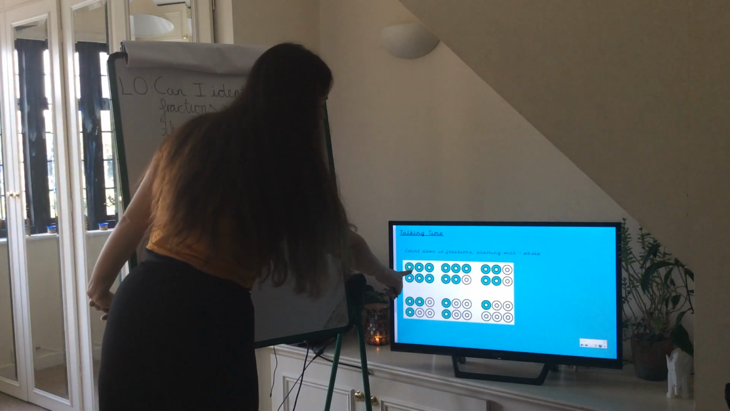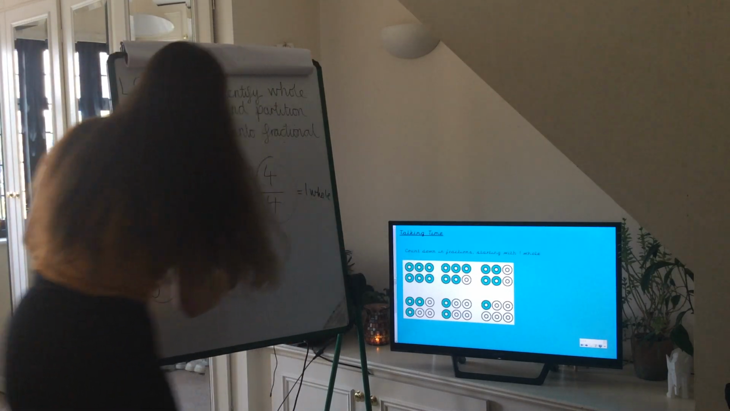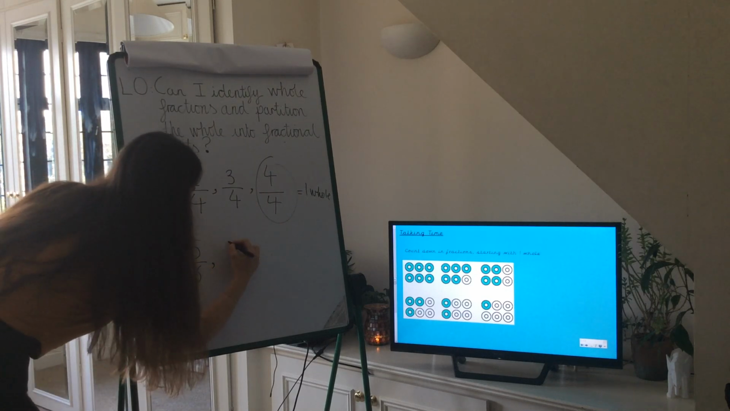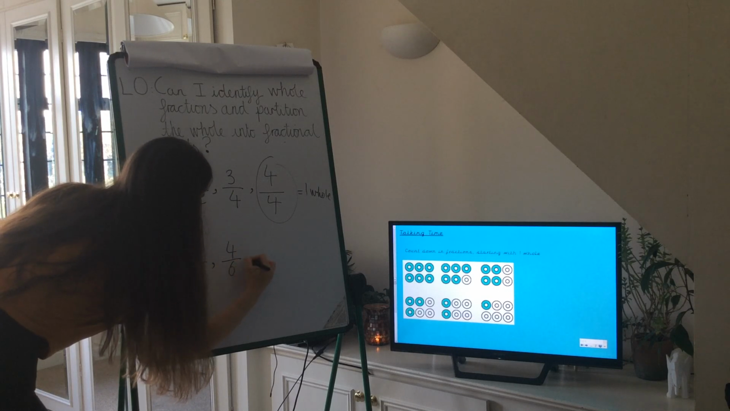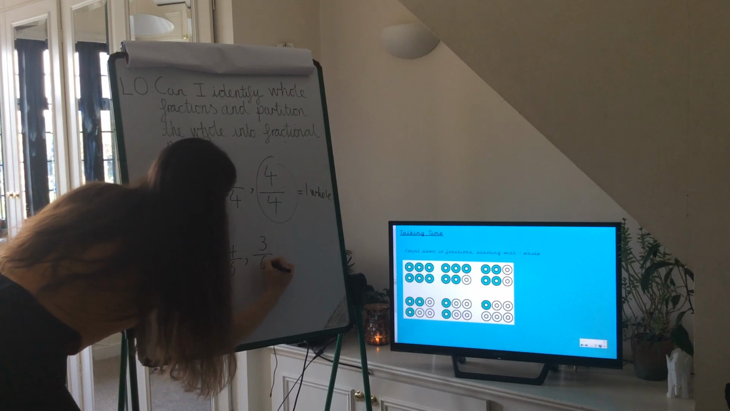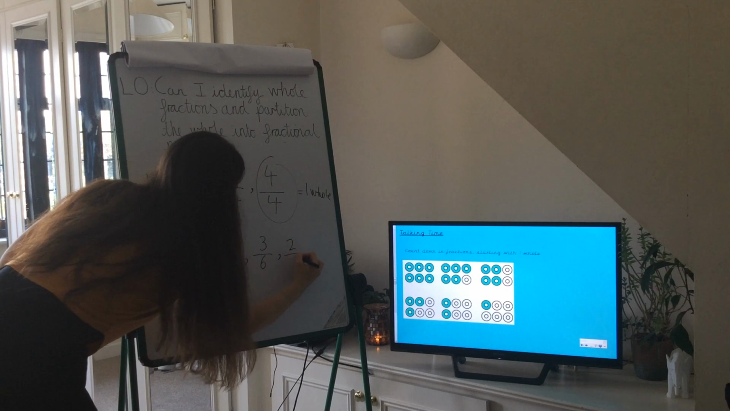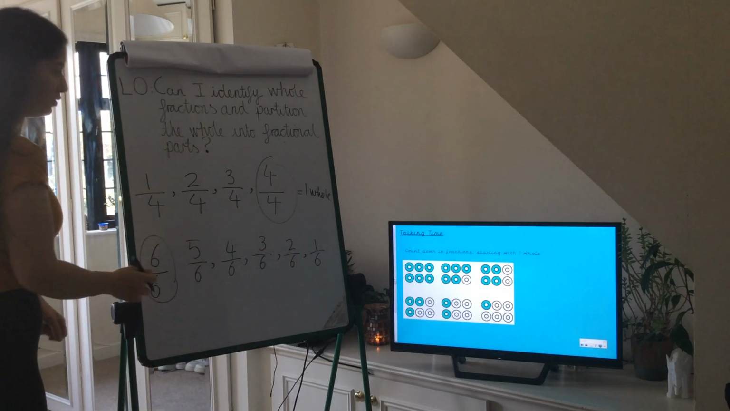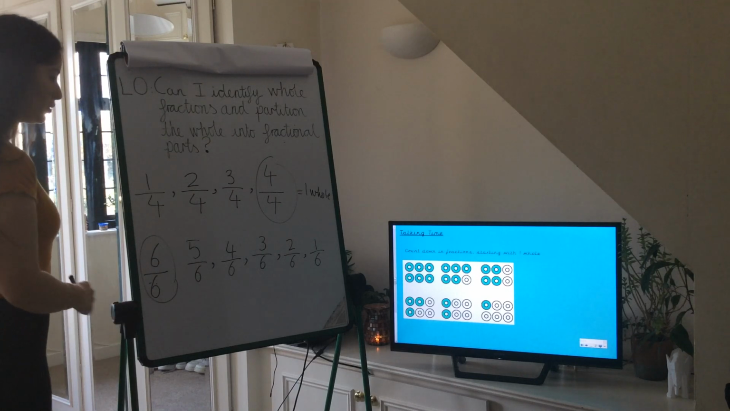Let's count down. 6 sixths, 5 sixths, 4 sixths, 3 sixths, 2 sixths, and 1 sixth. So look at the 2 fractions that represent a whole and see what you can notice.